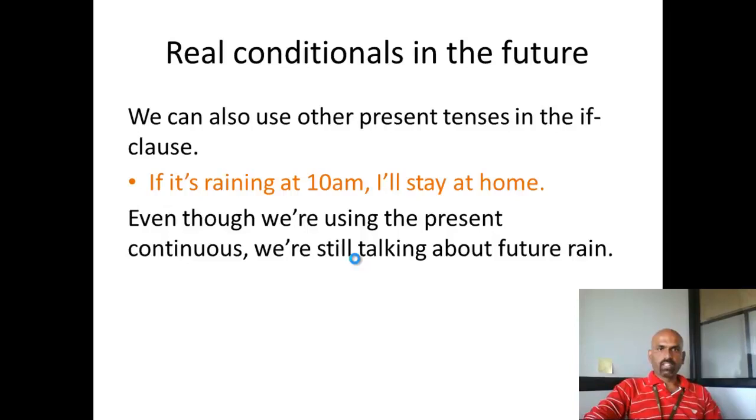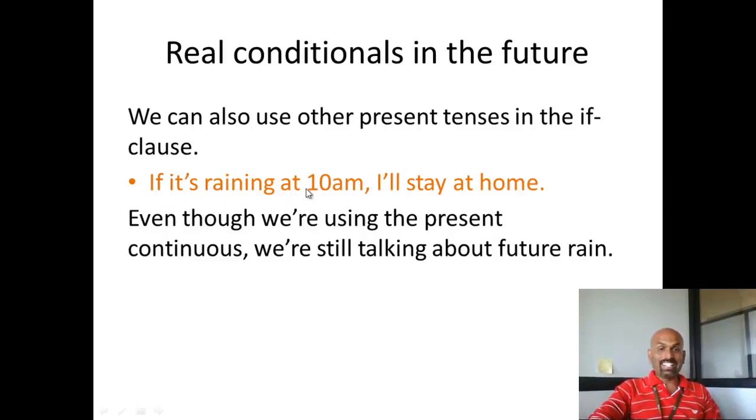Now come here. We can also use other present tenses. If it's raining at 10 a.m., I'll stay at home. If it is raining at 10 a.m., I'll stay at home. Even though we are using present continuous, we are still talking about future rain. This is some kind of different thing. Real conditionals, but in the future.